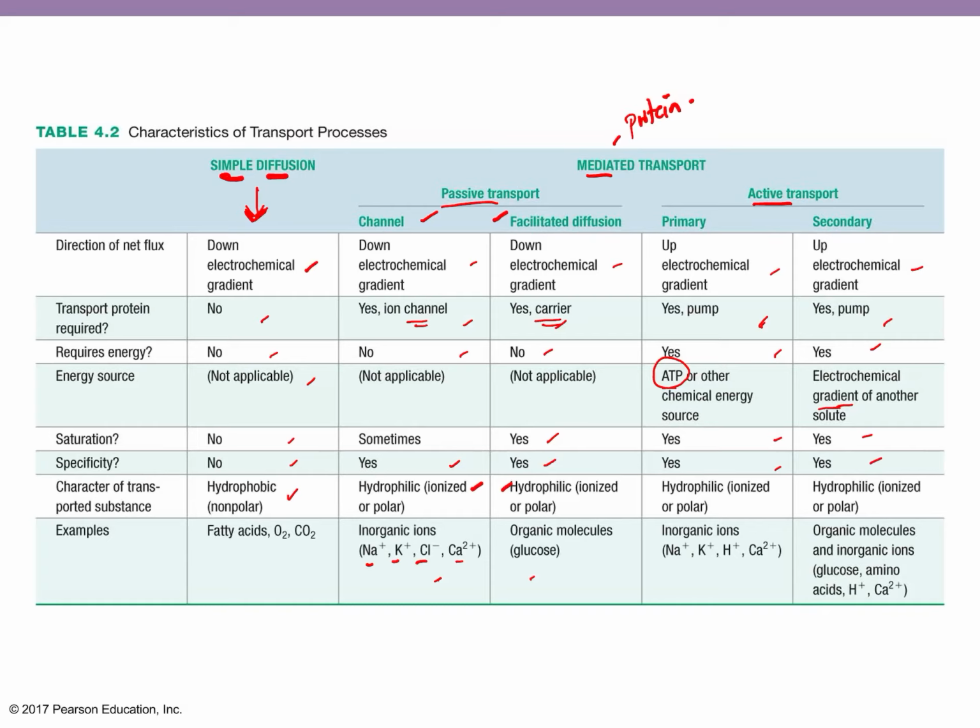Again, things that cannot pass through the membrane on their own, so hydrophilic molecules, are pumped past the membrane. Primary active transport is usually for inorganic ions, and secondary is usually for glucose or amino acids, but you can also see we looked at protons and calcium ions. The examples are not as important, so don't worry about examples, but all the rest of these should make sense to you.